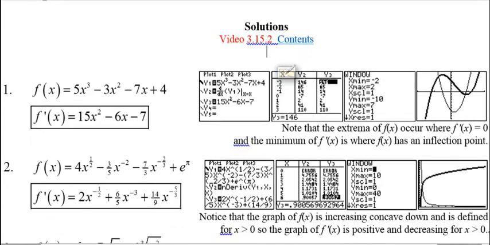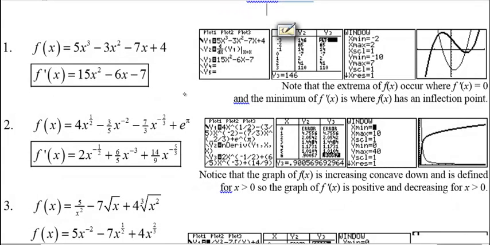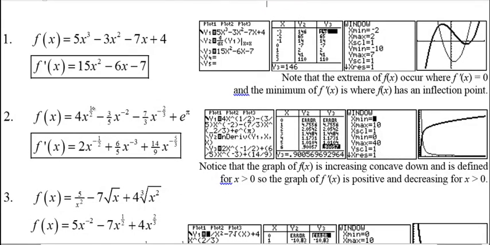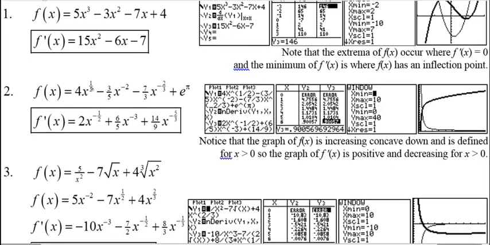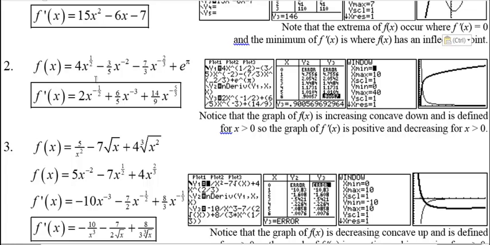Alright, here's number 2. Number 2 is very similar. It's basically still just a sum of power functions, so it's pretty easy to do. 1/2 times 4 is 2. Then you take 1/2 minus 1. 1/2 minus 1 is 1/2 minus 2/2, which is negative 1/2.